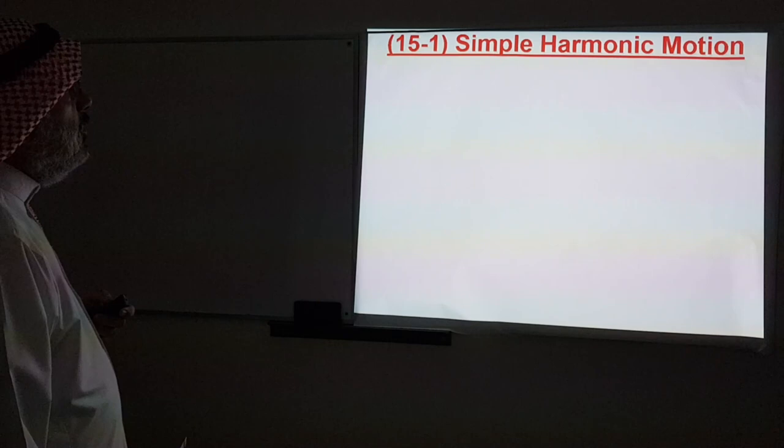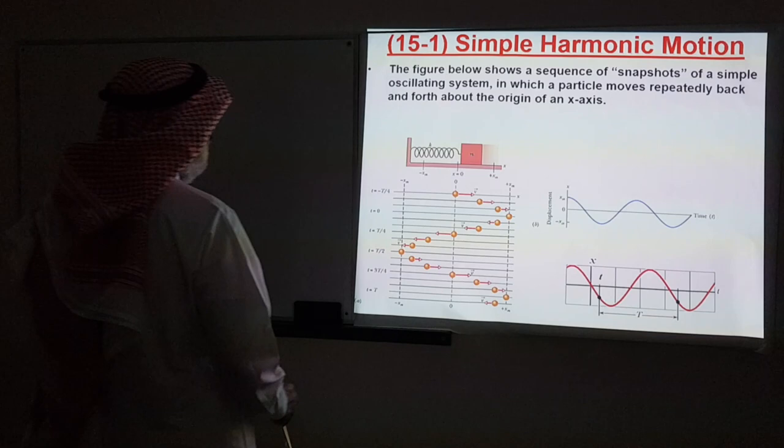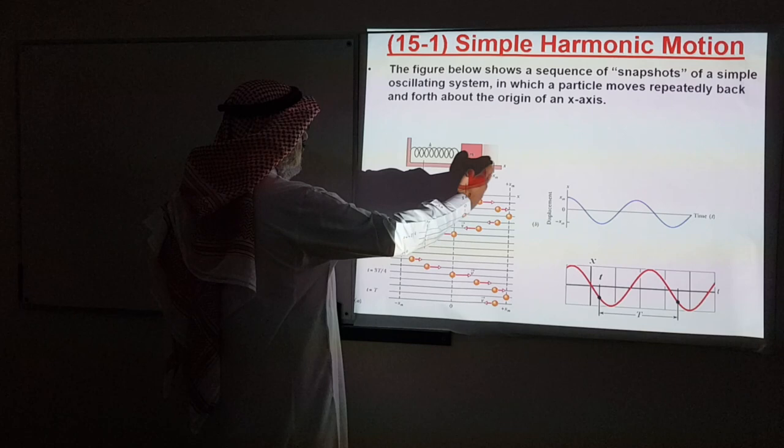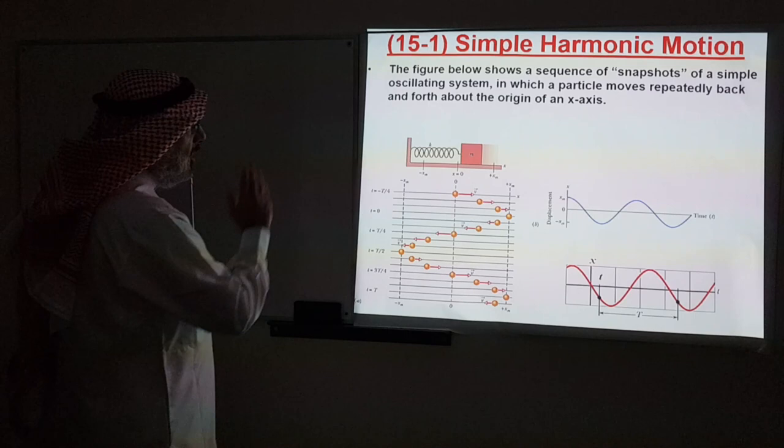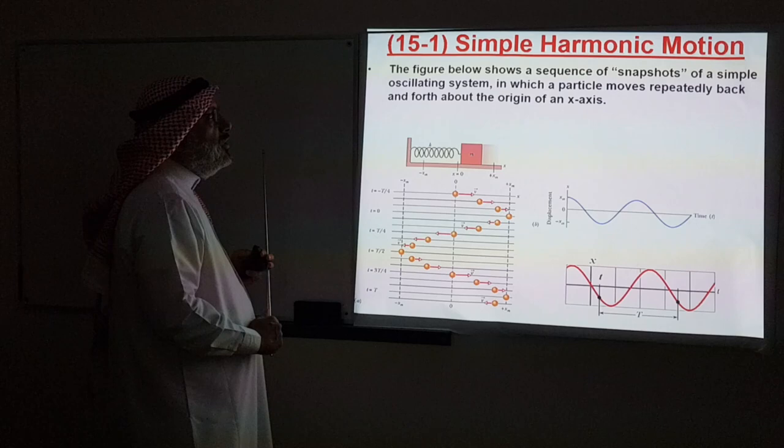So let's start with the kinematics of simple harmonic motion. The figure below, what do we have here? Here we have a mass connected to a spring that is free to oscillate without friction on a horizontal surface. So the figure shows a sequence of snapshots of a simple oscillating system in which a particle moves repeatedly back and forth about the origin of an x-axis.